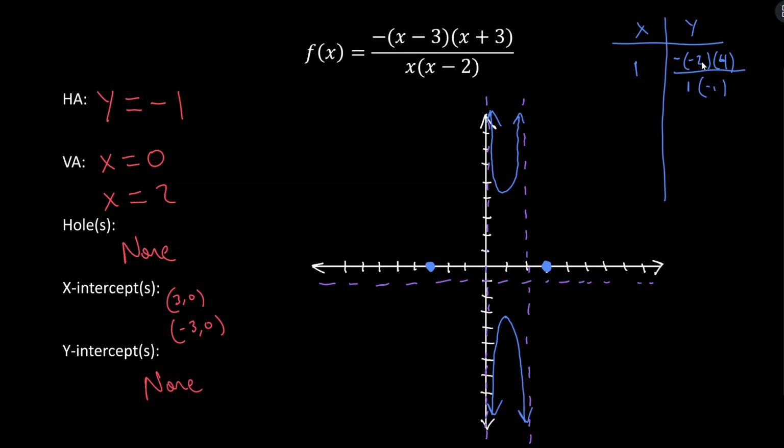Okay, we have 1, 2, 3 negatives. So our final answer is definitely negative. And then what is it? 2 times 4 over 1, so negative 8. So when I plug in 1, I get negative 8. And so that means we have this shape down here. And in fact, it's a lot lower than I have shown here.